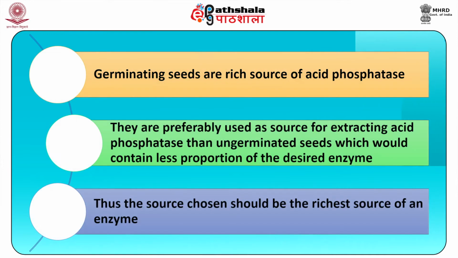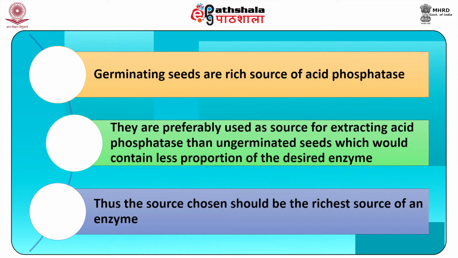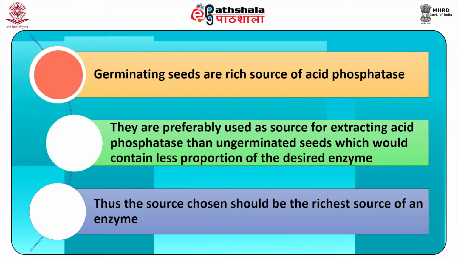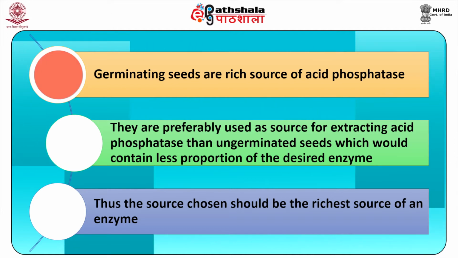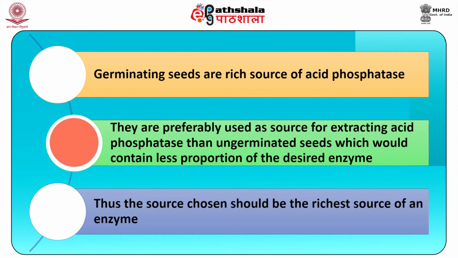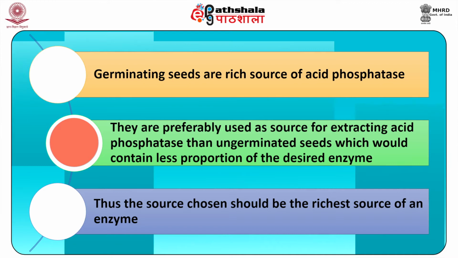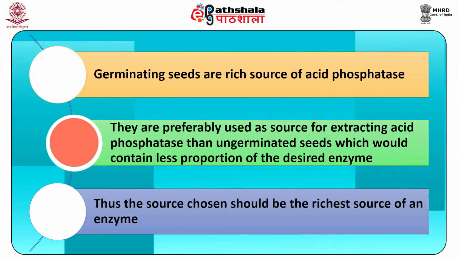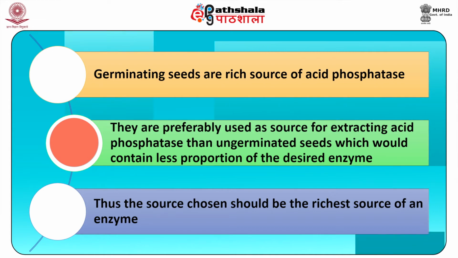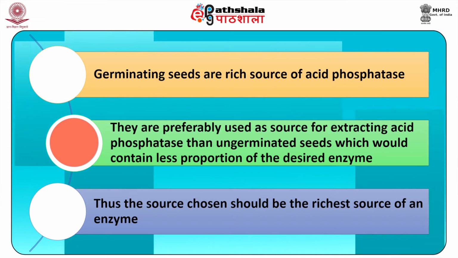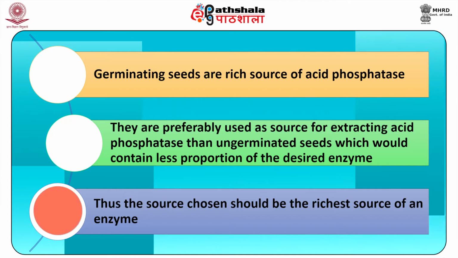First consideration which is to be made is the source of the enzyme. For example, suppose we want to extract out acid phosphatase. So the best source would be germinating seeds, which are a rich source of acid phosphatase. They are preferably used as a source for extracting acid phosphatase rather than the ungerminated seeds. Why are we saying ungerminated seeds? Because the germinating seeds are going to have more proportion of the desired enzyme. Thus, the source chosen should be the richest source of an enzyme.